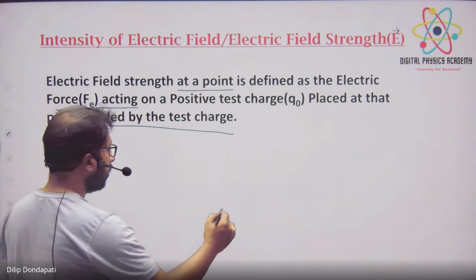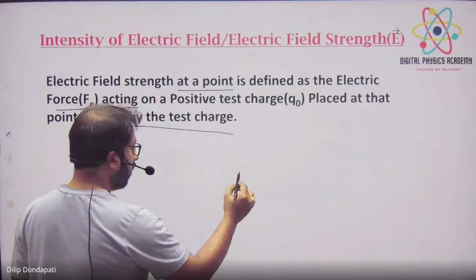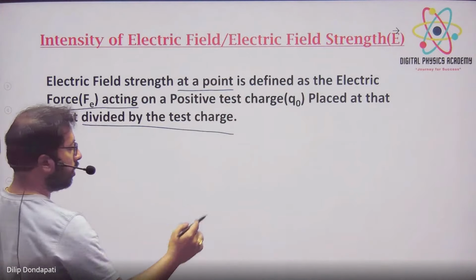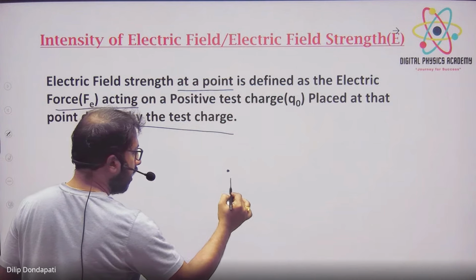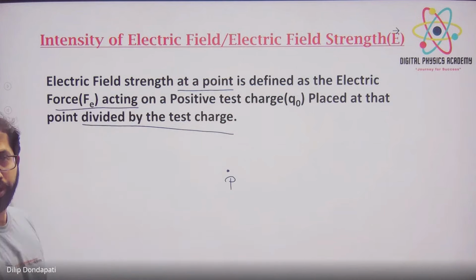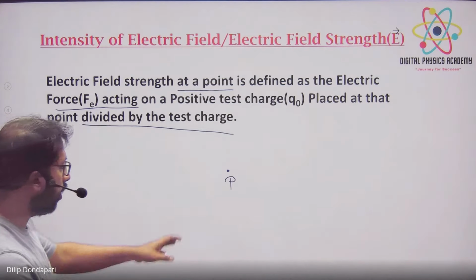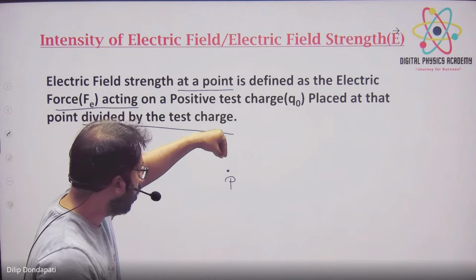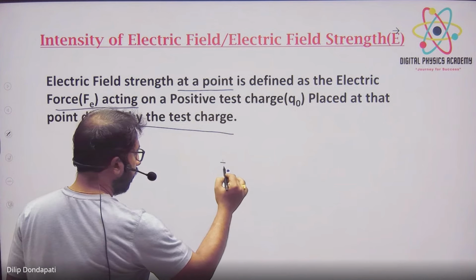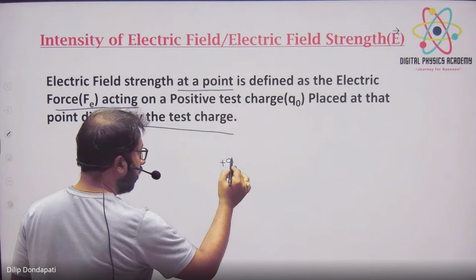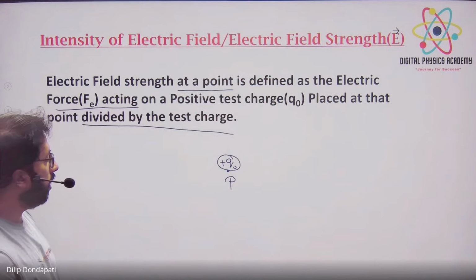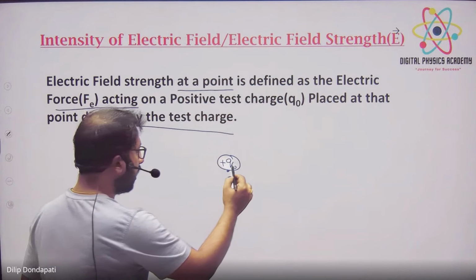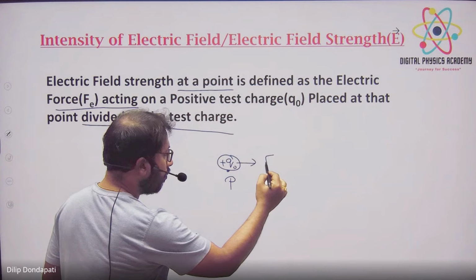So what is it saying? Suppose somewhere a source charge is there, and the electric field is present everywhere. Suppose I want to find the electric field intensity at this point P. So how to find it? Simple. Take a test charge and place it wherever you want to find it, at that point. At that time there is a force acting on this test charge, right? The force acting on this test charge, I call it Fe.